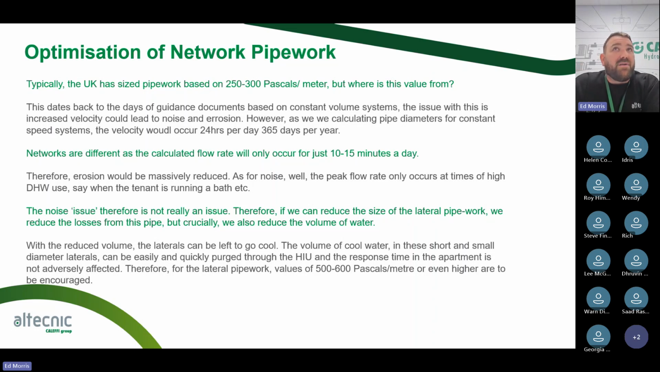As for noise, well, the peak flow rate only occurs at times of high domestic hot water usage, say when the tenant is running a bath. So when we look at the load on the network, when we've got the heating on, the load is a lot smaller because we're moving water at a lower temperature at a slower rate around the system. But when we're looking for hot water, the energy that's used in the system is far greater. The heat transfer is far greater, so we have a bigger peak demand which sits on the system itself.